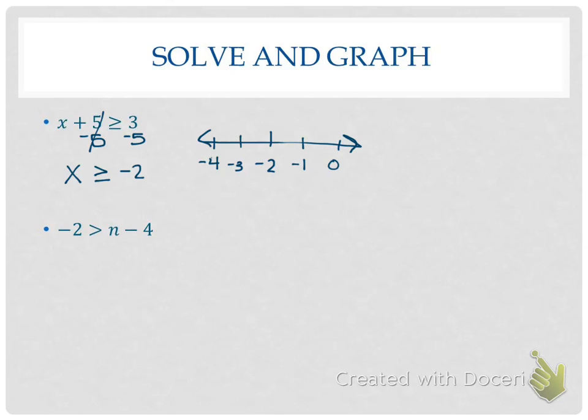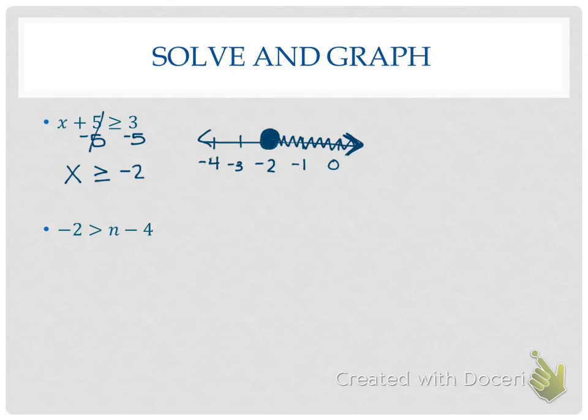So what type of circle am I going to have, an open or a closed? A closed over what number? Negative 2. So we color in our circle here. Now, which direction am I going to shade? To the right. To the right, because it's every number that is larger than negative 2. Okay, let's do the next one.